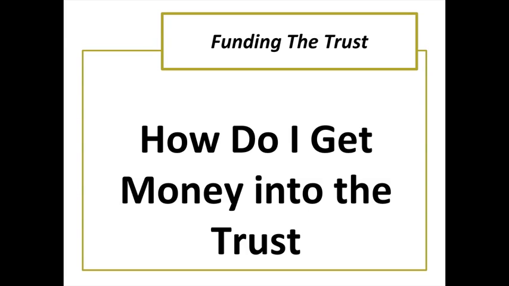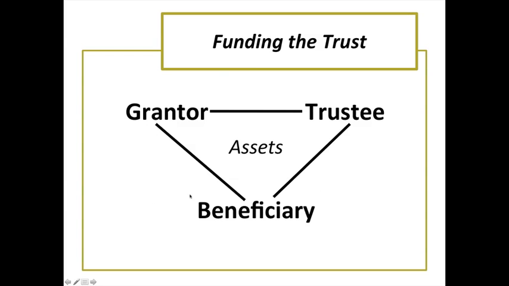Well, let's go back to the trust structure again, the trust dynamic. What we have is the grantor, the person who creates the trust. Then we have trustees, they're the ones who manage the trust assets. And then we have the beneficiary, the one who gets the benefit of the use of the trust assets. So these are the three different parties to a trust.